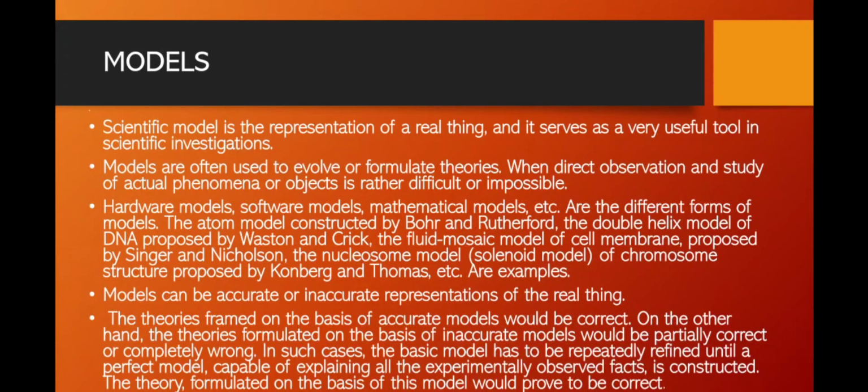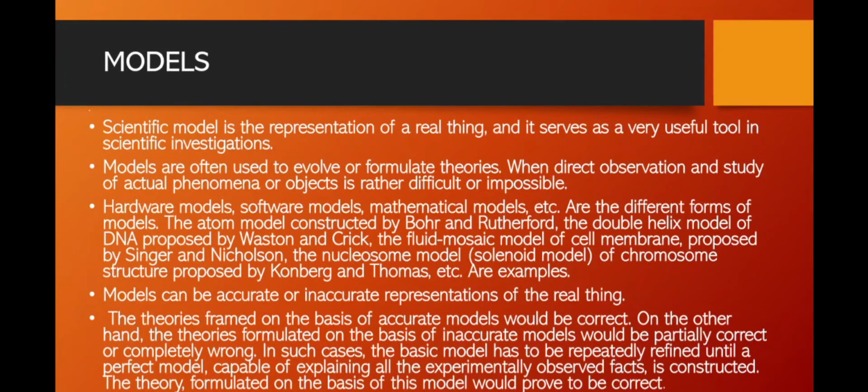Hardware models, software models, and mathematical models are different forms of models. The atom model constructed by Bohr and Rutherford and the double helix model of the DNA proposed by Watson and Crick are some examples of models. Models can be accurate or inaccurate representations of a real thing.